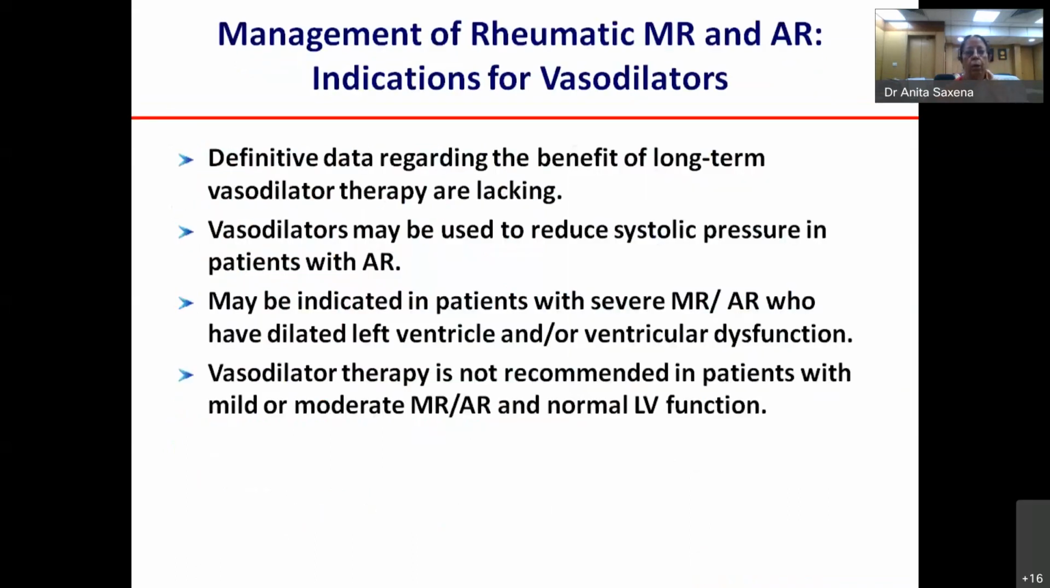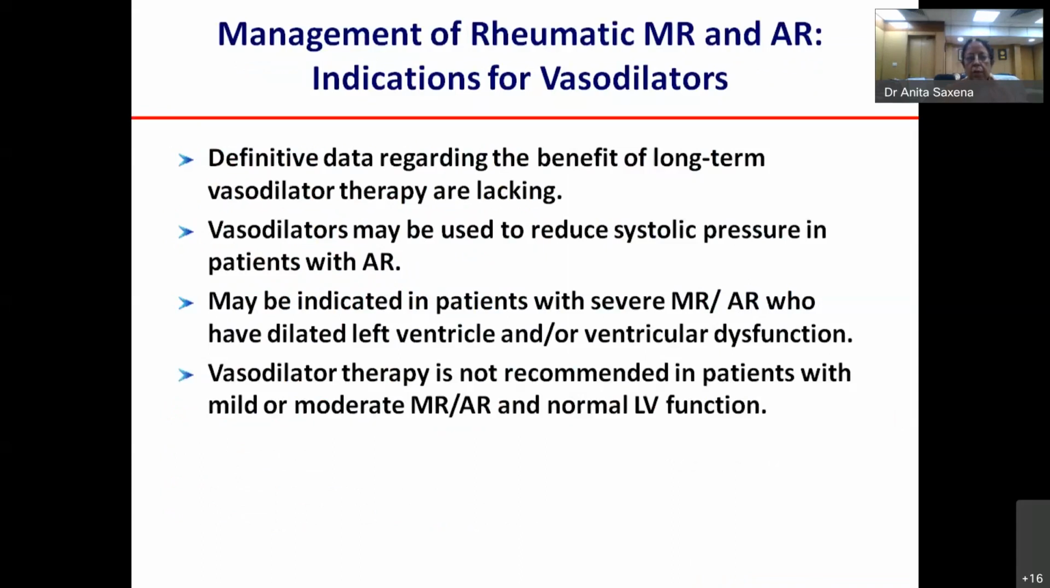Now, whether it is MR or AR, we know that vasodilators are helpful. But if you look at the literature, you will realize that there is hardly any data on long-term benefit of vasodilator therapy. We often put these people on ACE inhibitors, but the data is really not very robust.